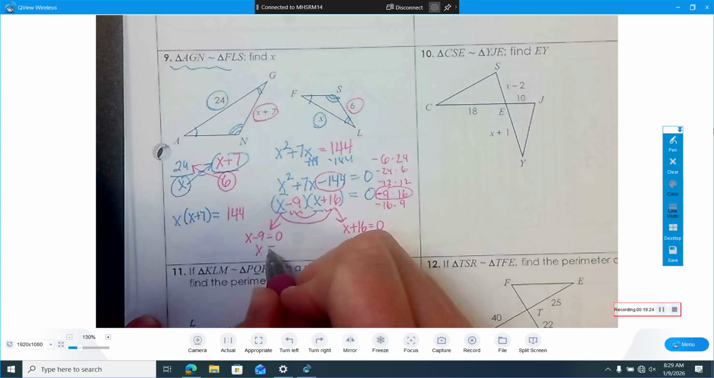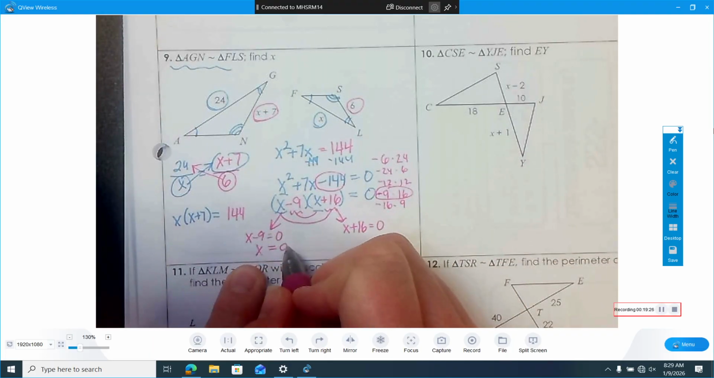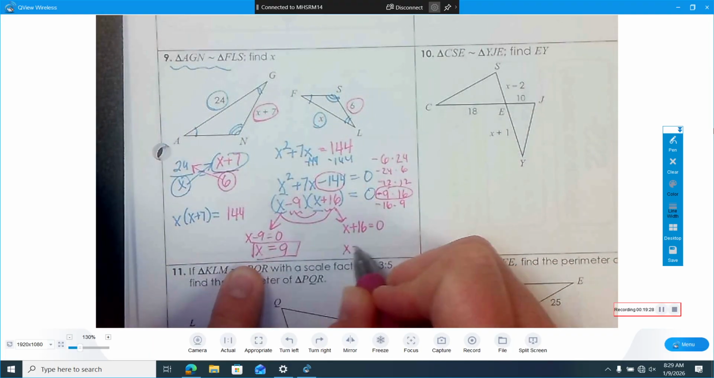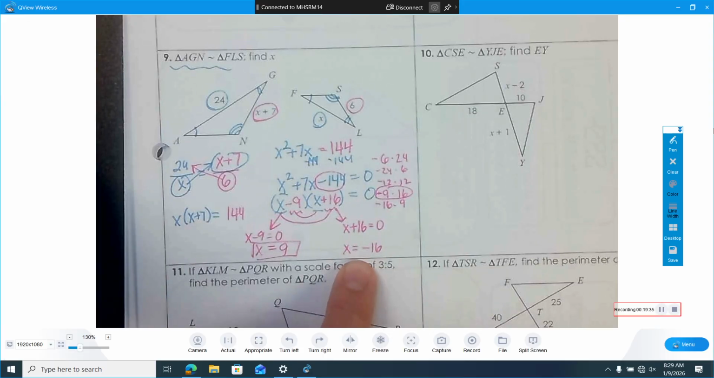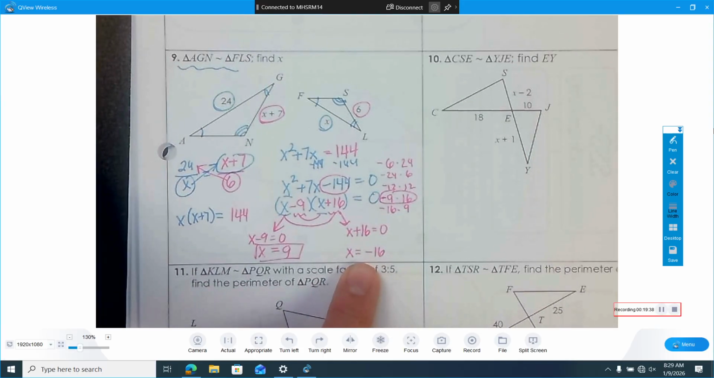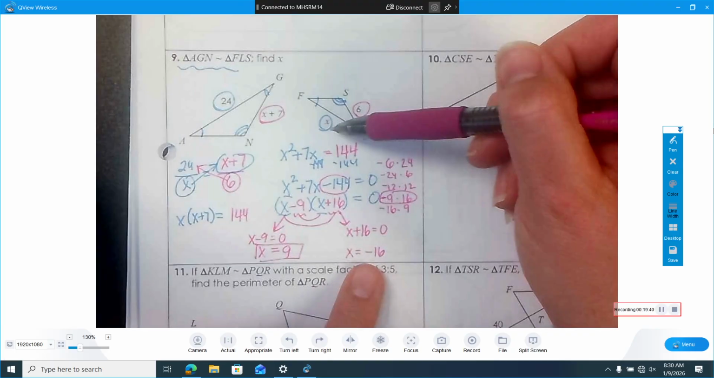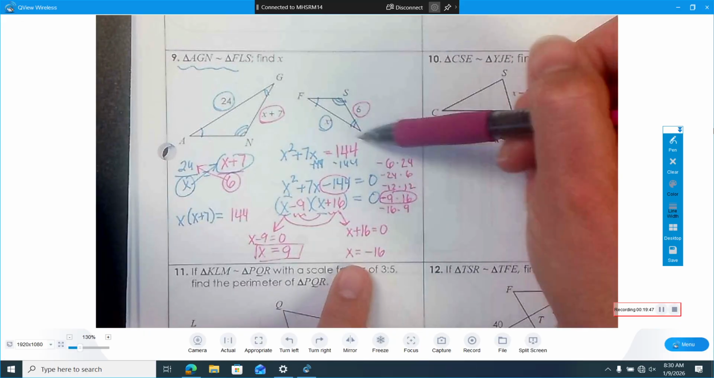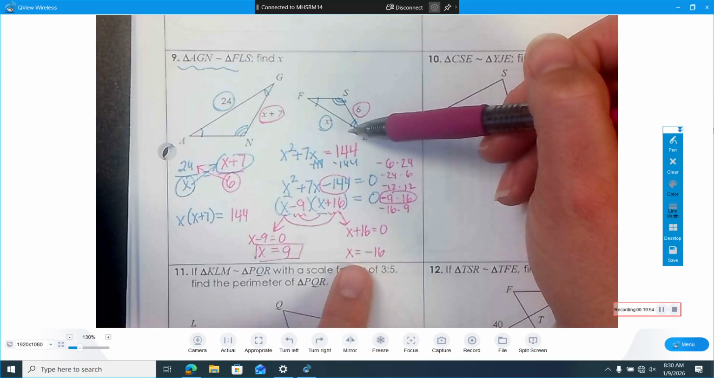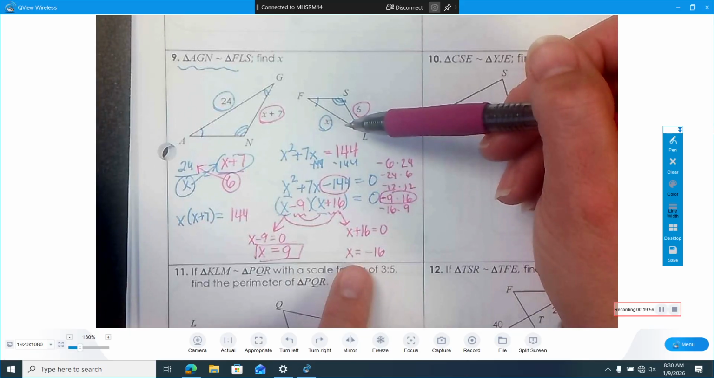So what does x turn out to be here? Positive 9 and negative 16. We need to go back to our picture. When I look at my picture, x is right there. And if I were to plug in for x, the length of side FL would be how long? Negative 16. Is that possible? No. No, length can't be negative, all right?